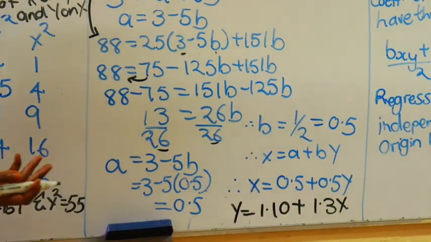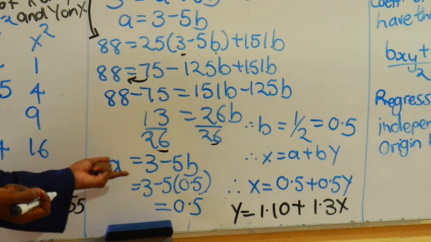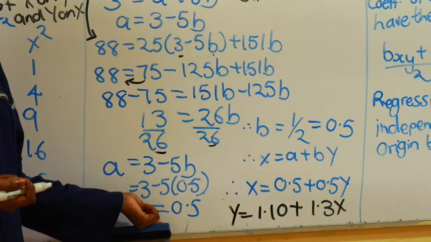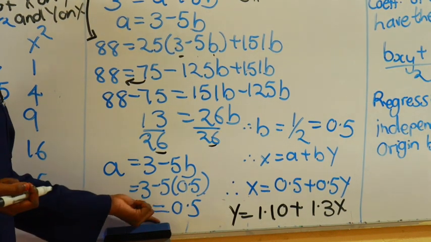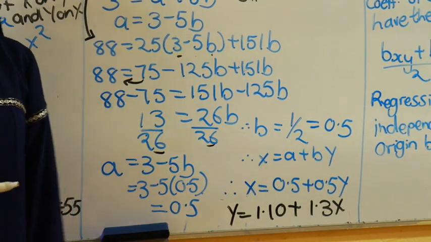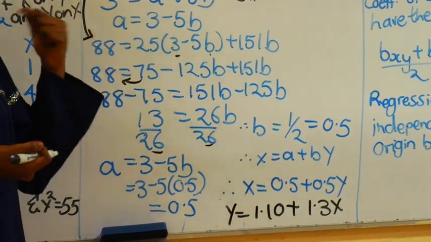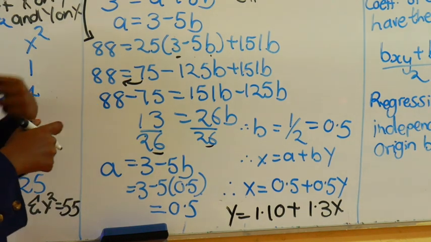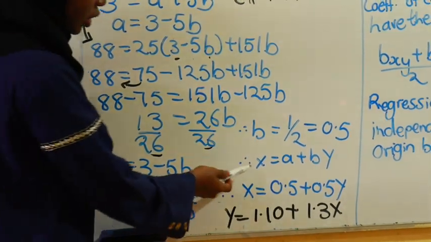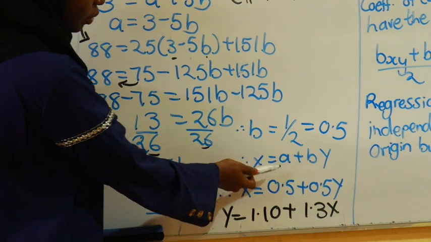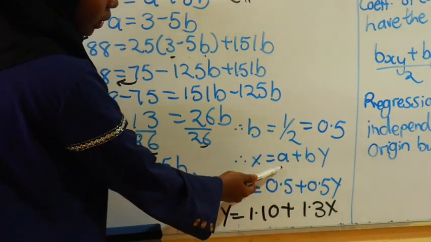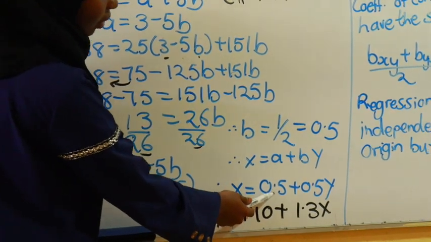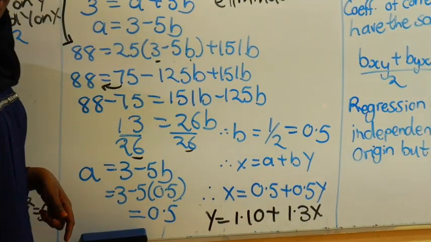Now you already know what your B is, and you know your equation A is given by 3 minus 5B. So if you replace B in this equation, you already know what your A is. So your A is 0.5 and your B is also 0.5. But you don't stop here. What was our question? We're told to calculate the regression equation of x on y, and we've said it should look like x is equal to a plus by. We already know what our a is and what our b is, so we just replace: x is equal to 0.5 plus 0.5y.